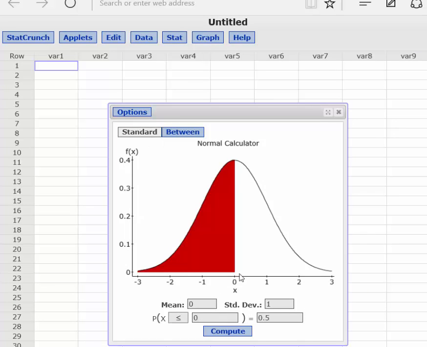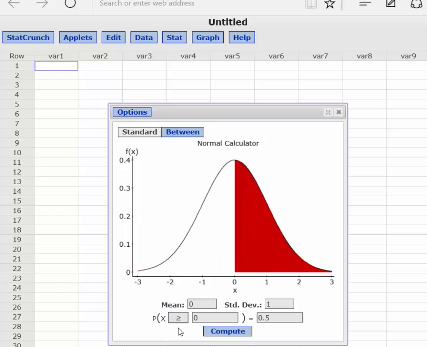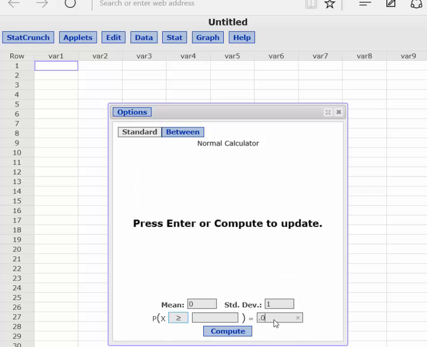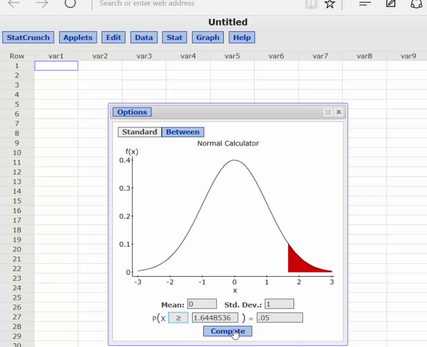We're on Standard, which shows either a left tail or right tail test. Right now it's a left tail test. Let's do a right tail test, and I want the alpha to be 0.05, which is a 95% confidence level, so we'll put in 0.05, and then I hit compute. And we get a critical value of z of 1.6448, or rounding out to three places, 1.645. I think you've heard that before.